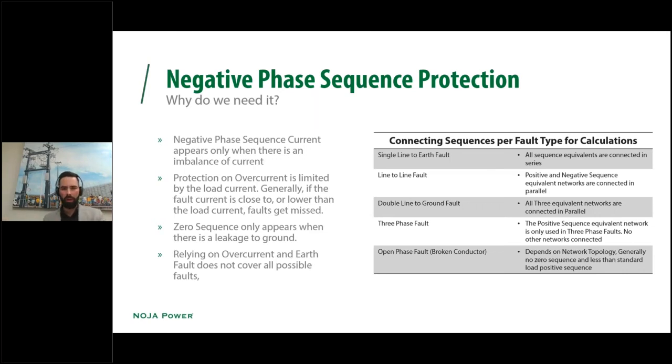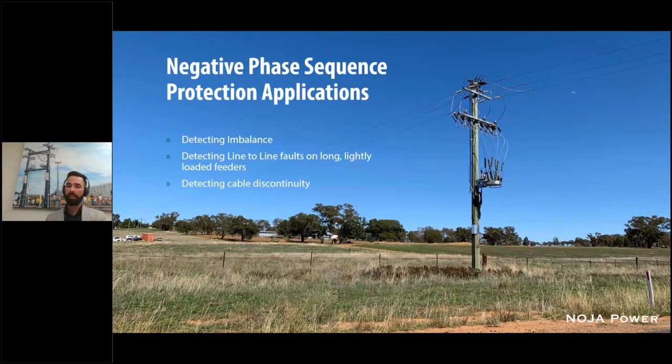In a healthy network, you're probably not going to have an awful lot of negative phase sequence there. So when it shows up, it generally means that you have a fault, and it's something that you can use to be able to detect these fault cases that are not necessarily being caught by overcurrent and earth faults by themselves. All right. And that basically gives you what the direct applications of negative phase sequence protection are.